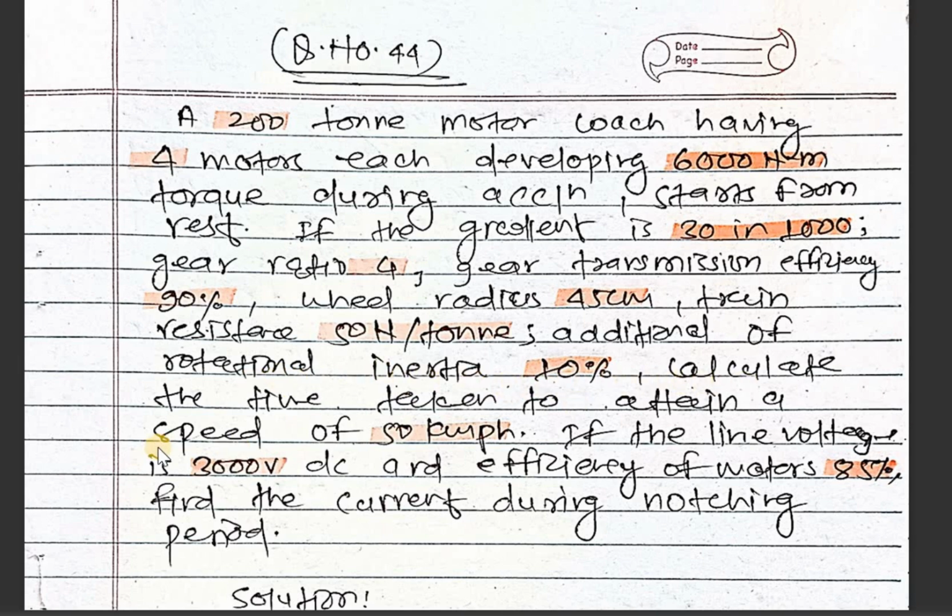Calculate the time taken to attain a speed of 50 km per hour if the line voltage is 3000 volt DC and efficiency of motor is 85%. Find the current during notching period.